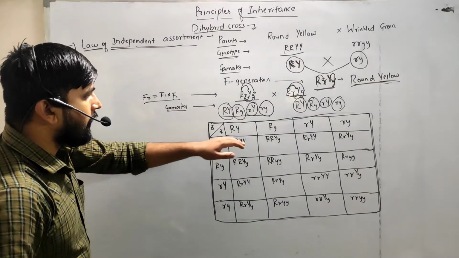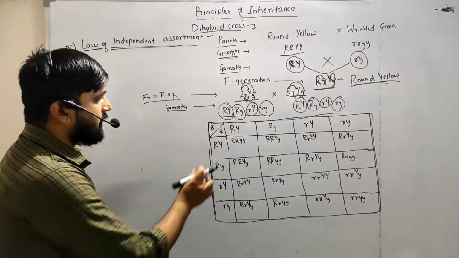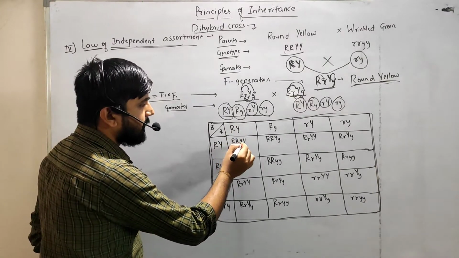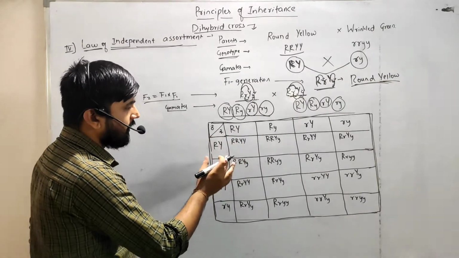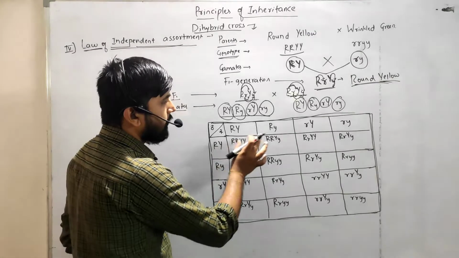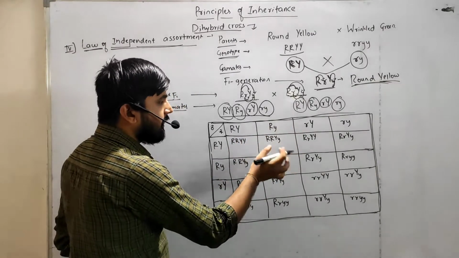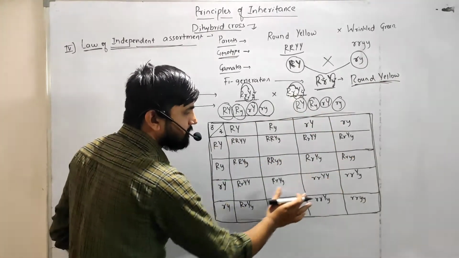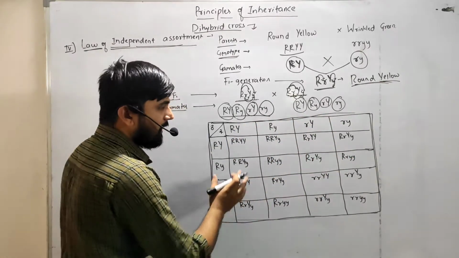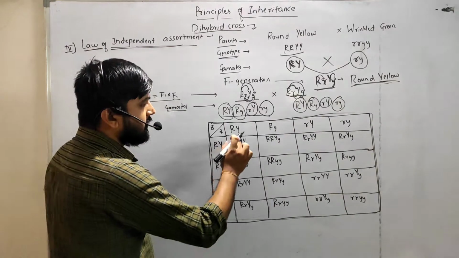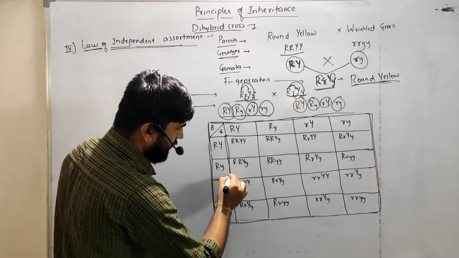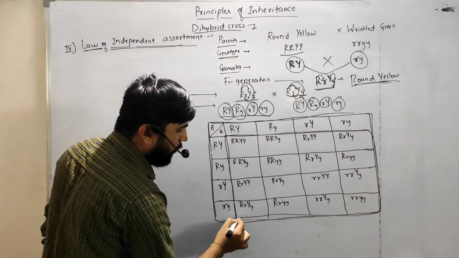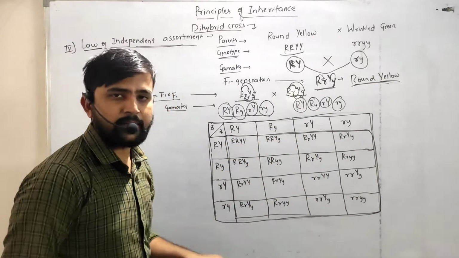When you cross between these two, capital R, capital Y with capital R, capital Y gives capital R, capital R, capital Y, capital Y. And again, capital R, capital Y with capital R, small y gives capital R, capital R, capital Y, small y. Like this, the cross is made and the offspring will be formed. These are nothing but the offspring.